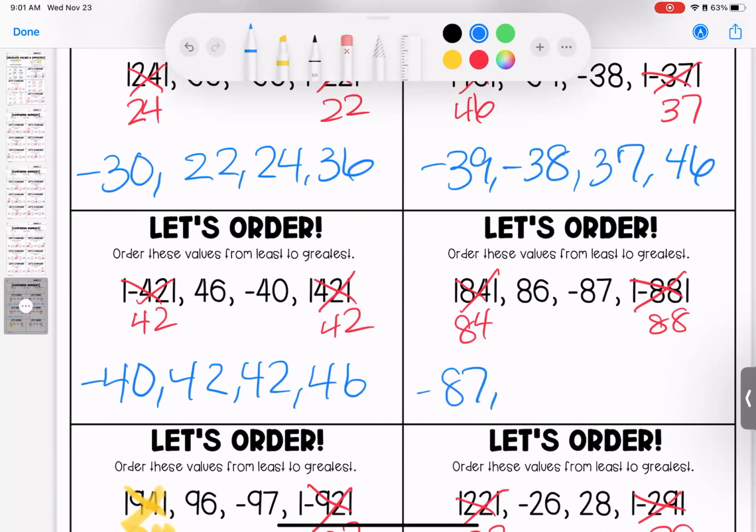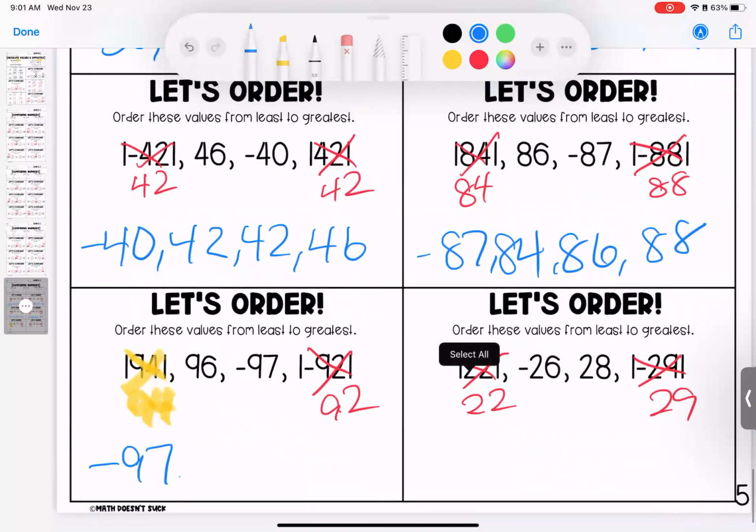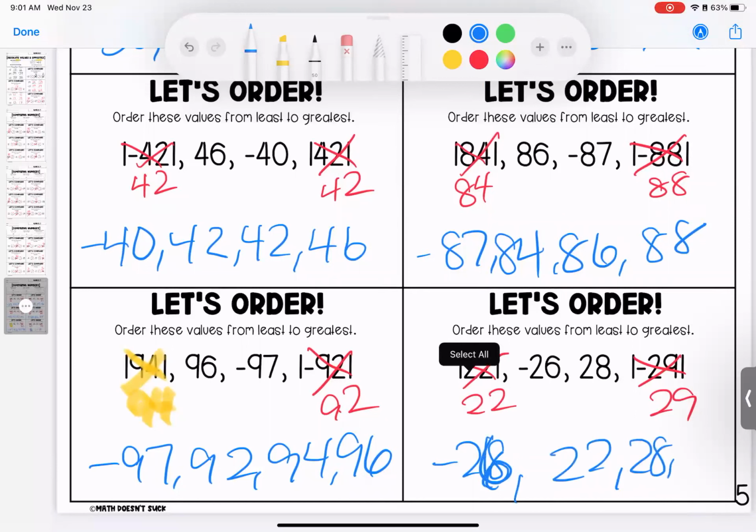Negative 87, 84, 86, 88. Negative 97, 92, 94, 96, negative 26, 22, 28, 29.